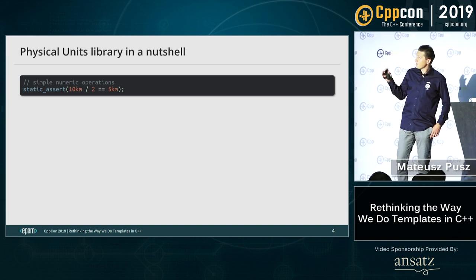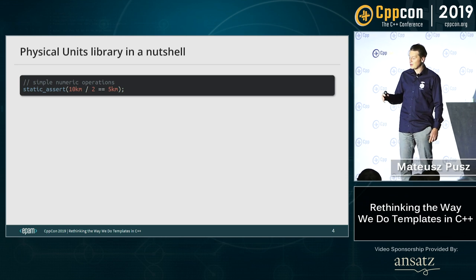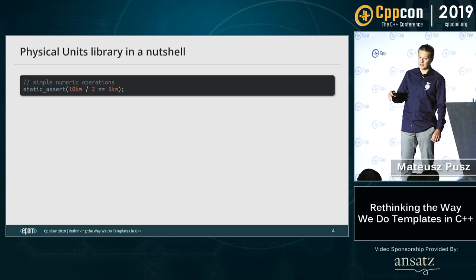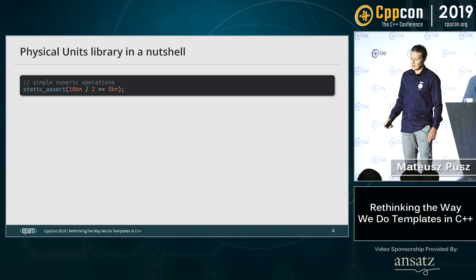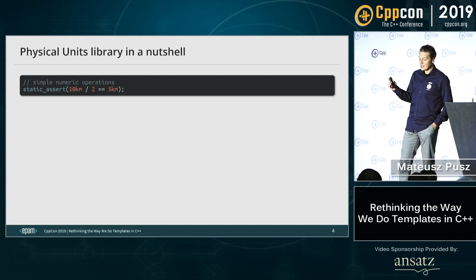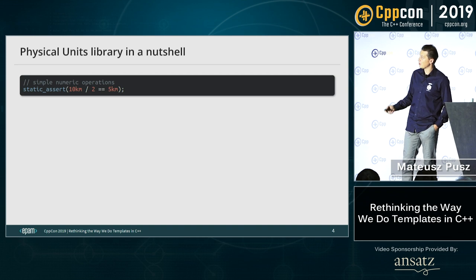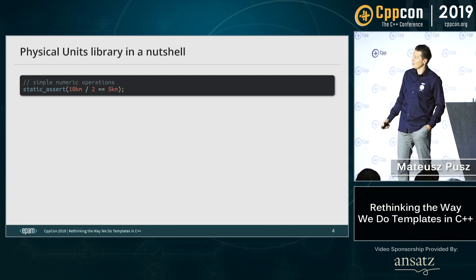To understand my background, I have to introduce a bit of my physical units library that I was actually talking about yesterday here too, but this is basically what I'm trying to achieve here. A physical units library is a library that handles dimension analysis and unit conversions. So for example, we would like to have things like this working as they're supposed to.